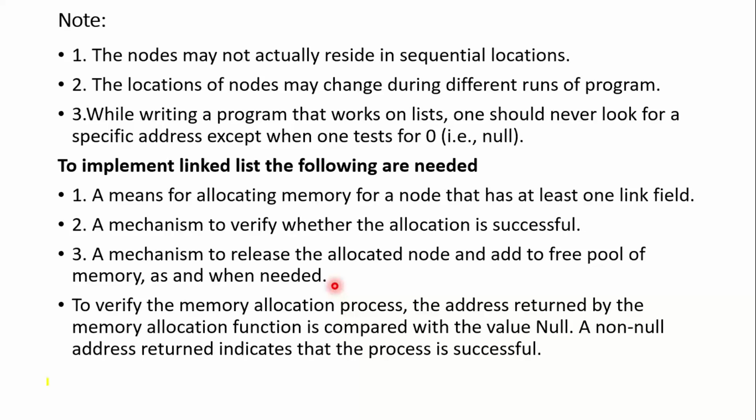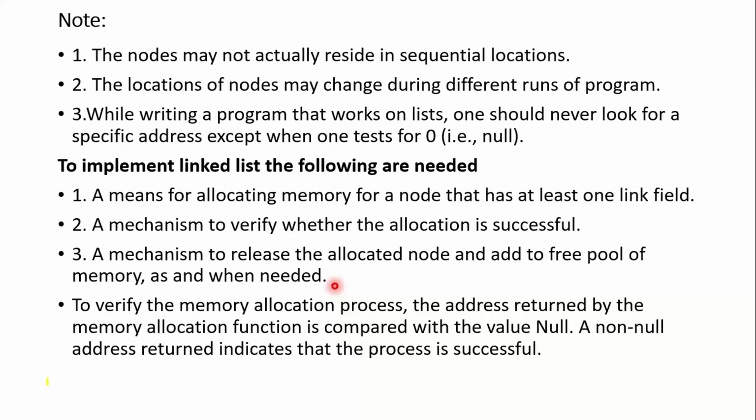So the mechanism is also needed to release the memory and add it to the free pool, and to the already existing free memory we will be adding these memory places also, so that they can be used by other programs. So to verify the memory allocation process, the address returned by the memory allocation function is compared with the value null.